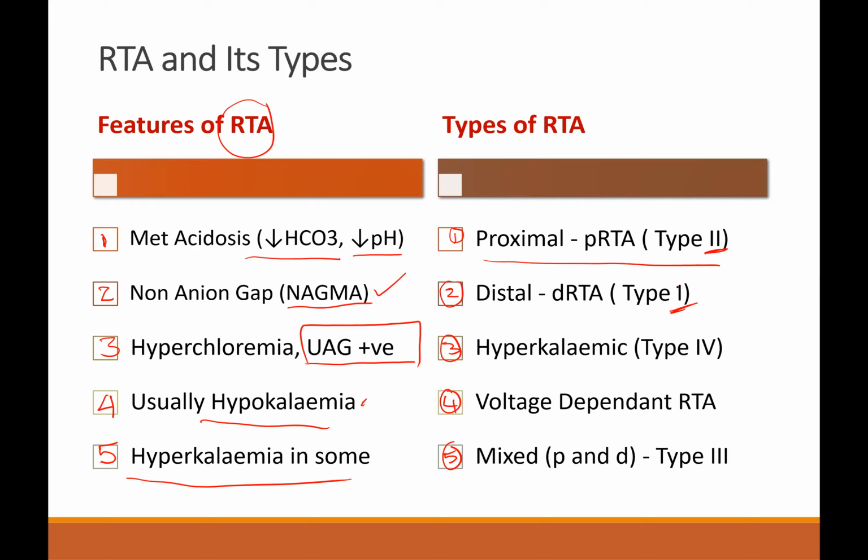Don't get confused, because this is the one first described. This was called type 1, but it is the defect of the distal tubule. We know that 90 to 95% of the absorption of bicarbonate occurs, and water also, most of it is absorbed in the proximal tubule. The distal tubule is only a fine tuning. It just fine tunes depending upon the body's condition.